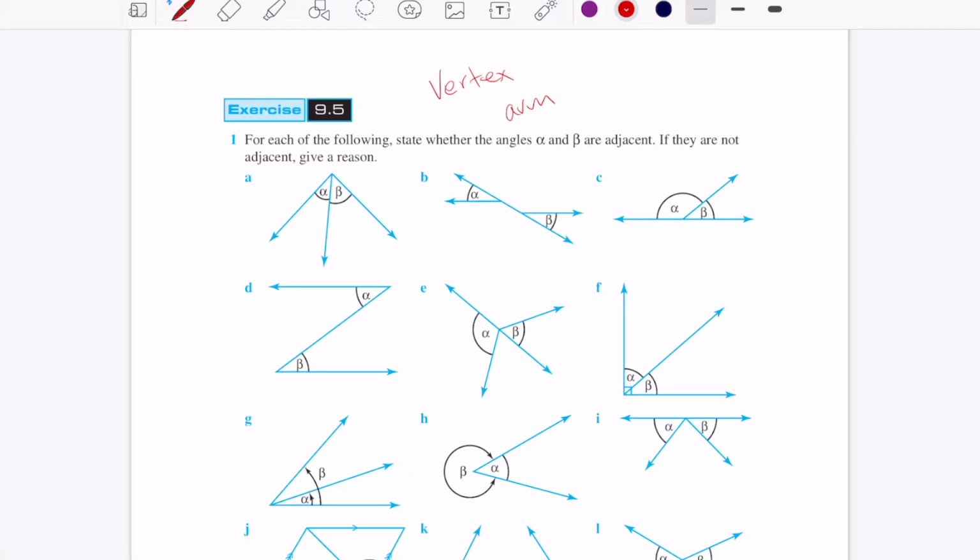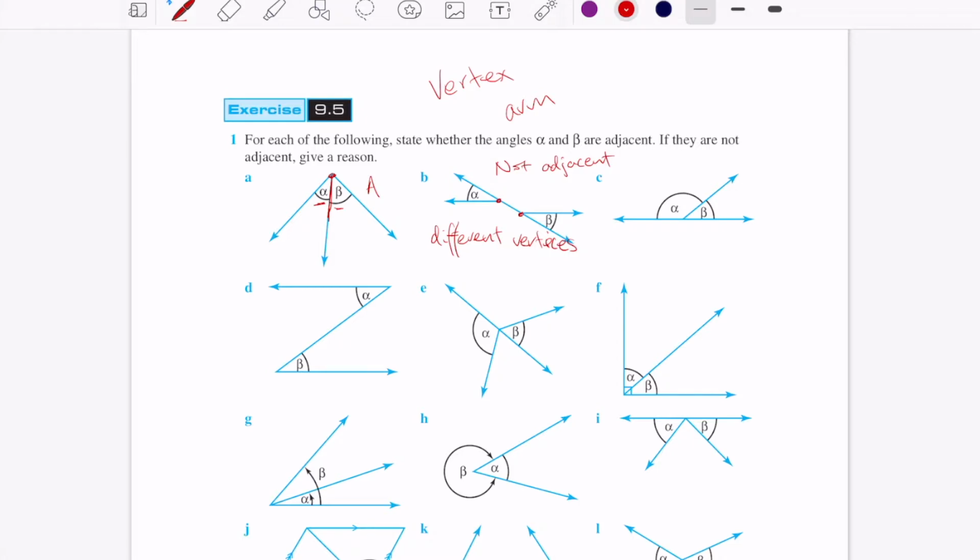So question 1a, there's alpha, there's beta. Now, they both share the same vertex and they also have the same arm, so they are adjacent. Question B, now if you have a look at the vertices, for alpha, the vertex is here, beta, the vertex is right here. So they don't share the same vertex, so they're not adjacent. And the reason is different vertices.